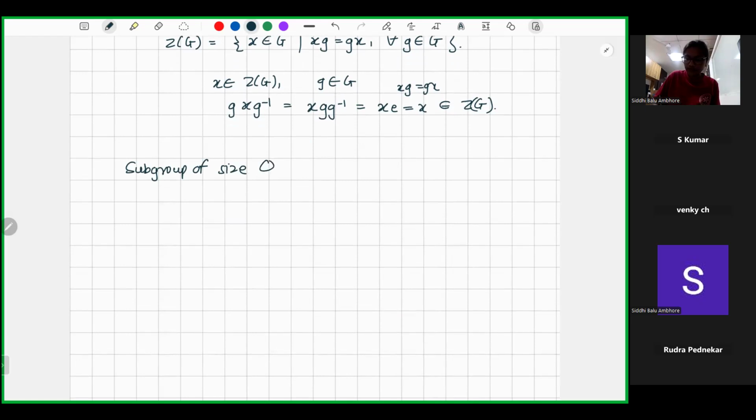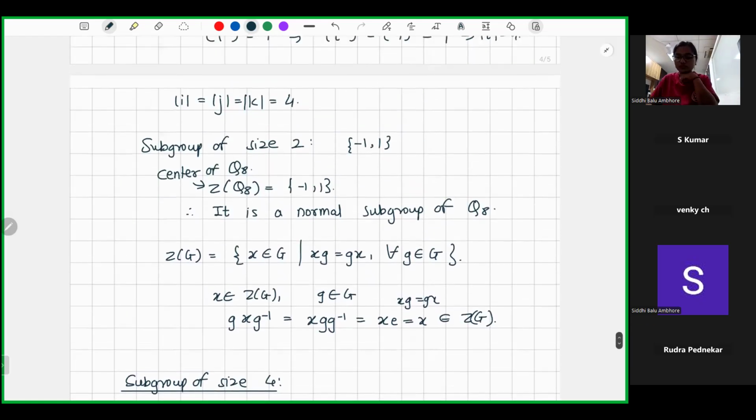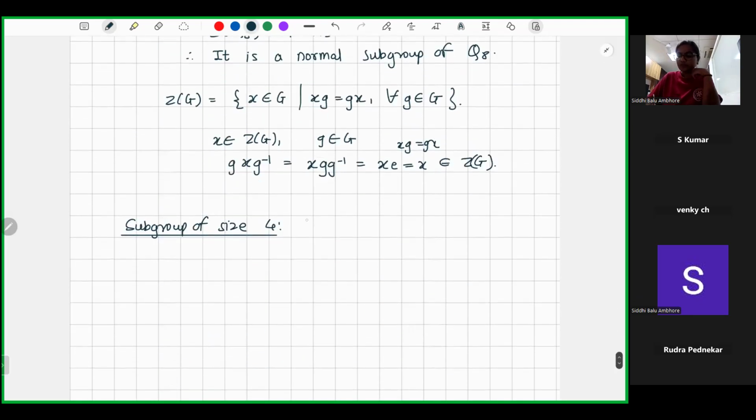Now, subgroups of size 4. Can you tell me the subgroups of size 4 here? All the subgroups of size 4. It will definitely be these groups, right? The one generated by i. Can you see? This will be a subgroup containing i squared, which is -1, i cubed, which is -1 into i, so that is -i. And again, i to the power 4 will be (-1) squared, that is 1. So this is the subgroup which we have here.